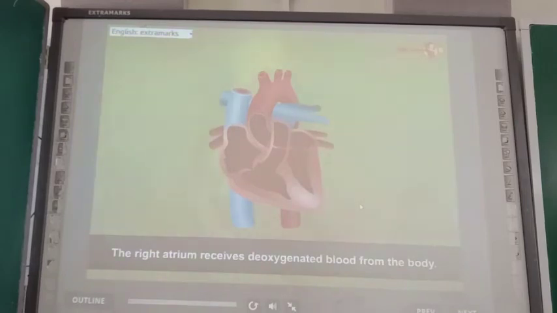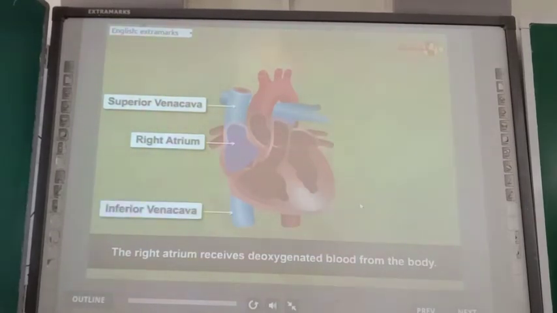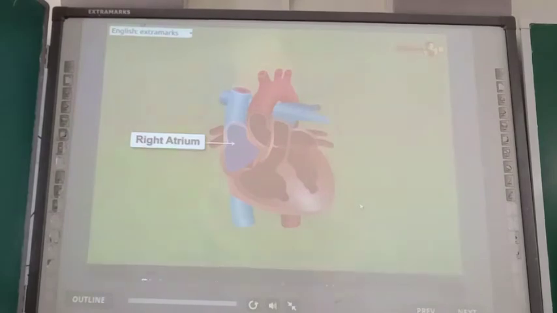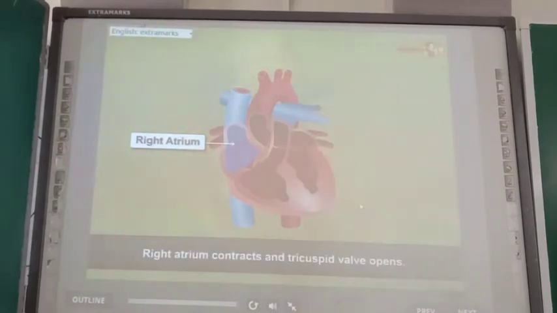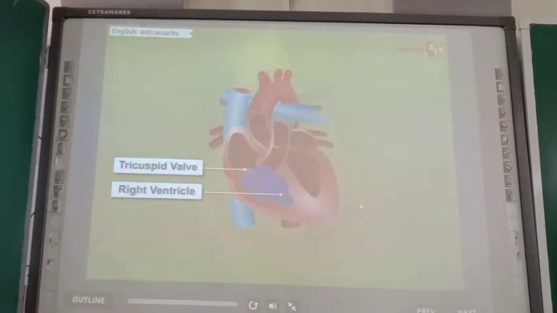During blood circulation, the deoxygenated blood from our body returns to the right atrium of the heart. Blood from the upper part of the body returns to the heart through the superior vena cava. Blood from the lower part of the body returns through the inferior vena cava. As the right atrium is filled with blood, it contracts. The tricuspid valve opens and blood is pumped into the right ventricle of the heart.